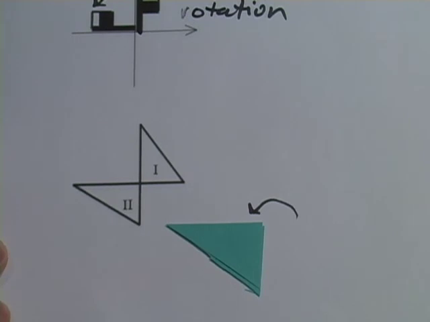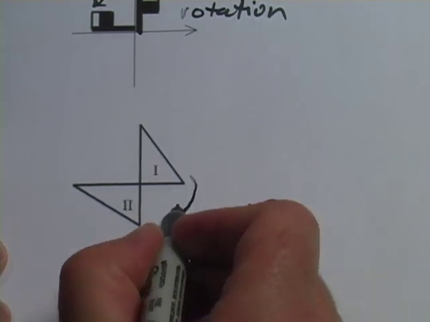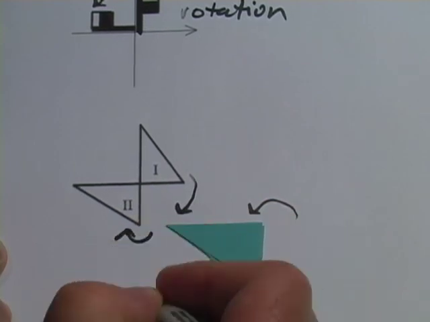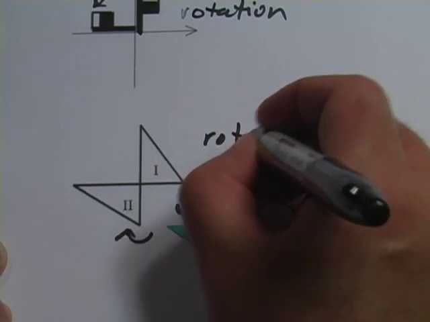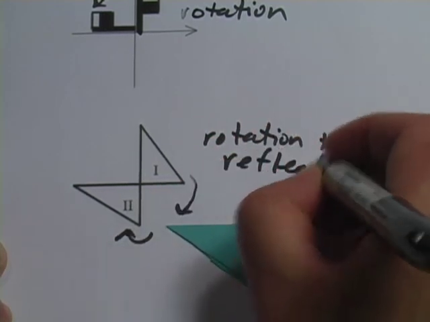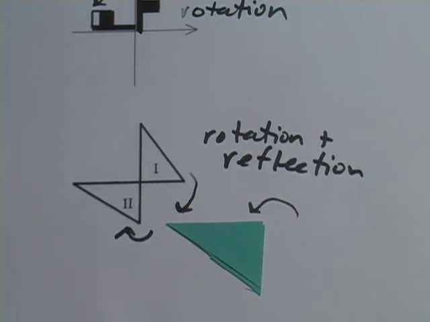So to get from 1 to 2, we rotate it around this way, and then we flip it this way, or reflect it. So that's rotation plus reflection. Had to do 2 to get that one, a little bit trickier. And those are some transformations.